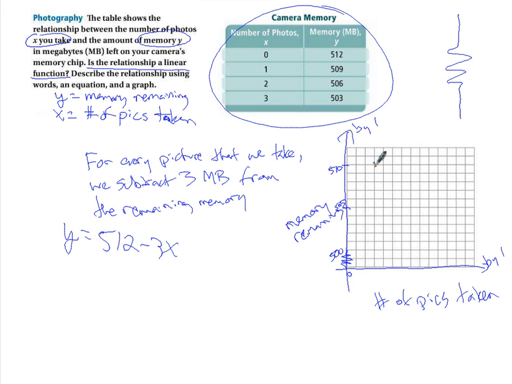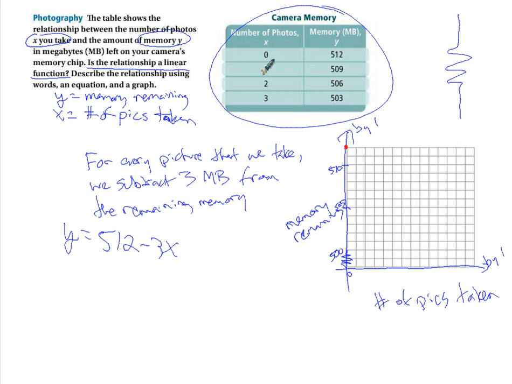All right, I have my axes on there. I have my labels on there. I have my scale on there. Am I ready to graph? Yep. So we just start plotting points. We have 0, comma, 512. So here's 0, and then 512 is all the way up here. So I put a dot there.